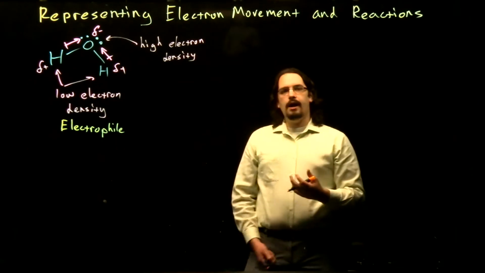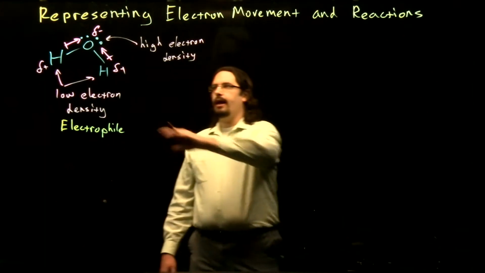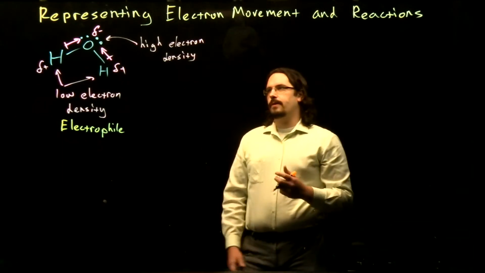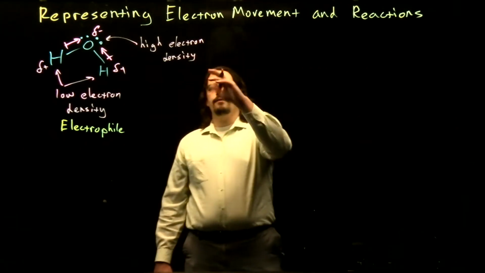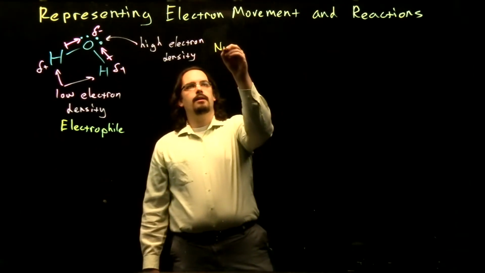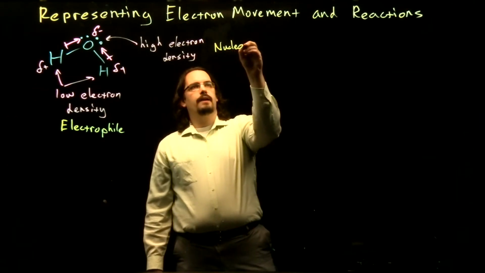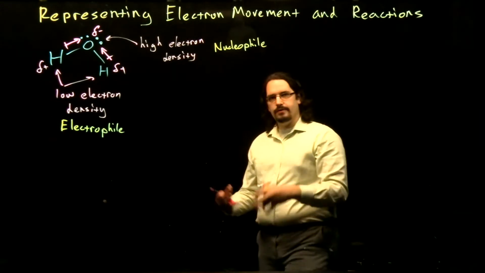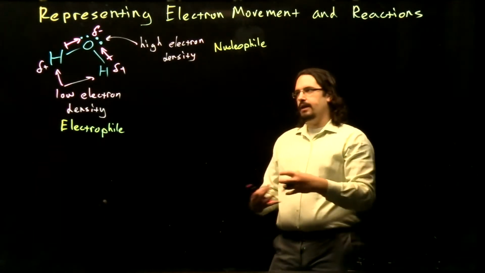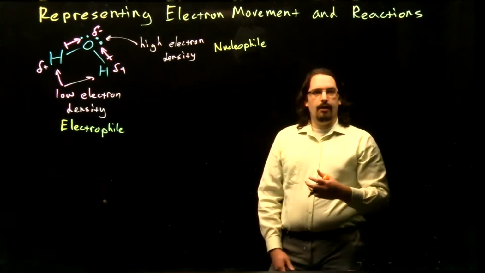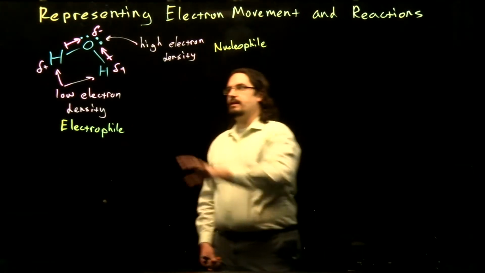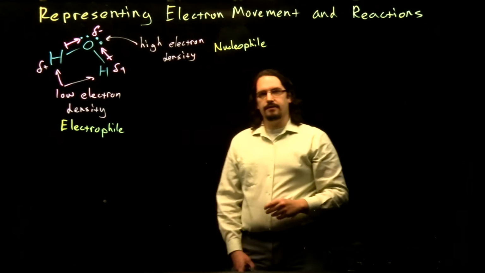On the other hand, our oxygen now has that partial negative charge because it pulled those electrons more towards itself, and so we have this area of high electron density, and we refer to this as a nucleophile because it can use the extra electron density and it wants to seek out positive charges. Right, so it's going to be attracted towards positive charges.